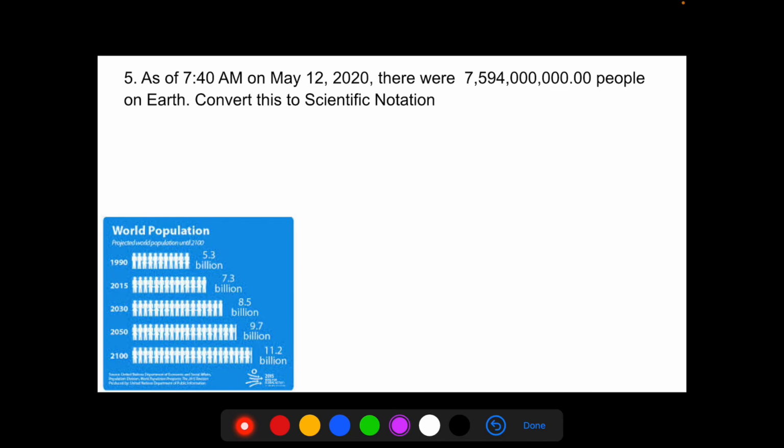All right, a population problem. Okay, last year when I created these problems, there were 7,594,000,000 people on the Earth, and of course this number has changed. Unfortunately, we have a lot of people on the Earth.